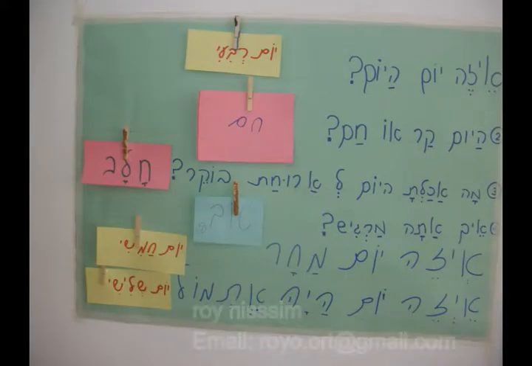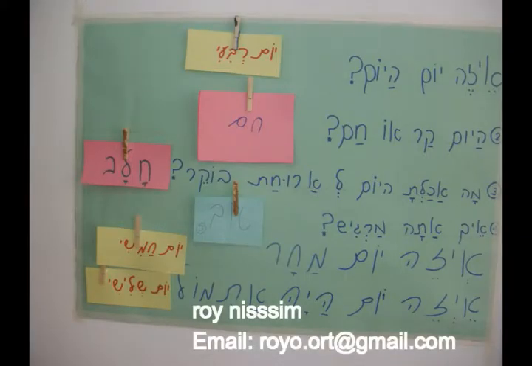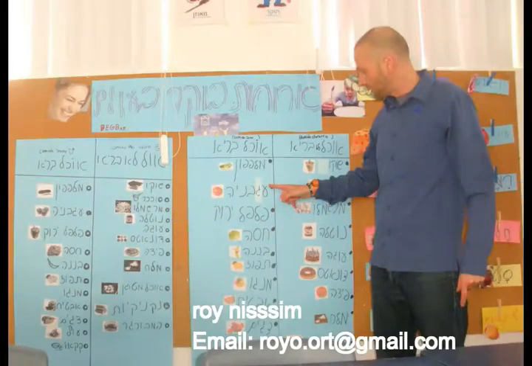We call it learning by action, which means the kid is walking around the classroom. They're not sitting. And it was very beneficial for the kids. I feel that they learn a lot using this method.